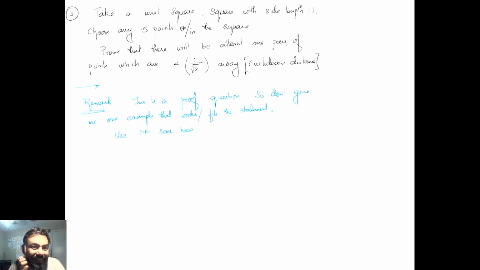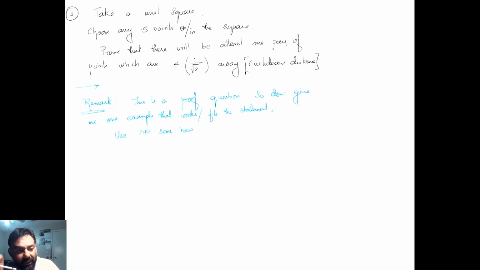Now let's look at the second question. The question says take a unit square, which means the square has a side length of 1. Choose any 5 points on it or inside the square. Here the assumption is that the boundary of the square is not an important portion, so don't bother about what is on the boundary. The question is to show that, so you're choosing 5 points, that's the clue here. So there are 5 points.